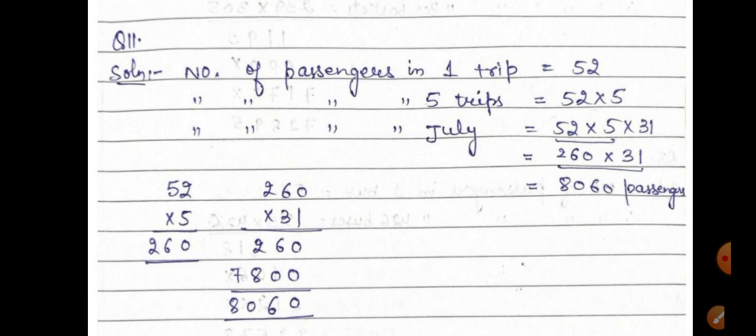Now number of passengers in the month of July. Now 5 trips, that we have to find, 52 into 5. Now 5 trips means in one day. So July month has how many days? 31 days. So we have to find the number of trips in 31 days. So we have to multiply 52 into 5 and the number of days of July, that is 31. So after multiplication we get 8060 passengers have gone for trips in the month of July.